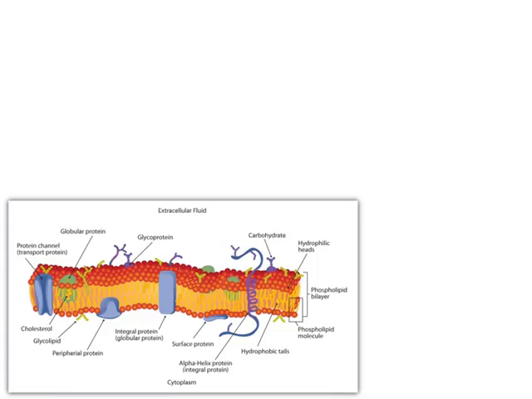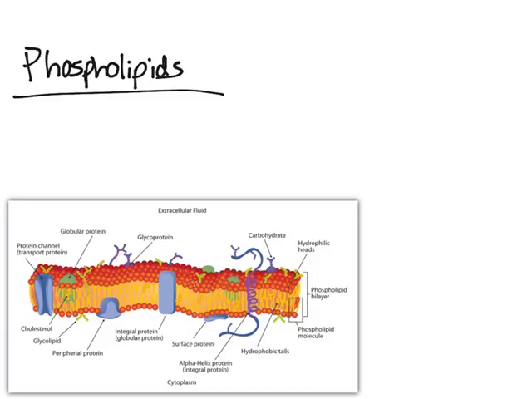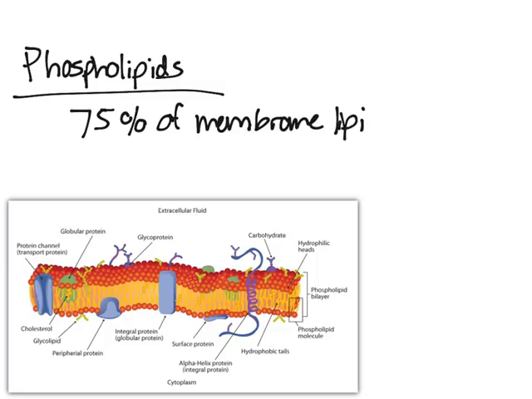So down here is a pretty good diagram. So first off, we'll talk about phospholipids. And these make up 75% of the membrane lipids. And so essentially you could see them down there. It essentially looks like one of these heads with two tails.